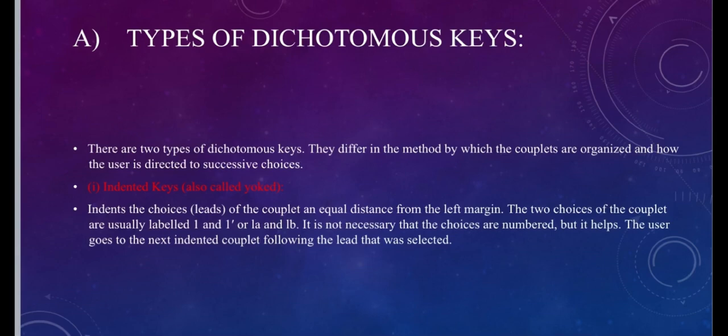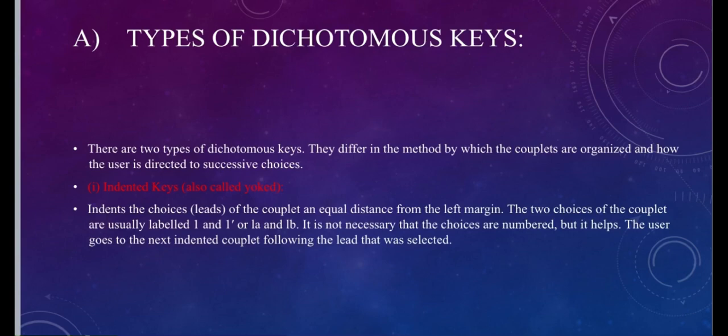The next one, types of dichotomous keys. There are two types of dichotomous key. They differ in the method by which the couplets are organized and how the user is directed to successive choices. The first one is indented keys, also known as yoked.